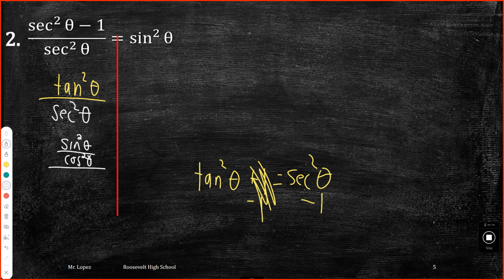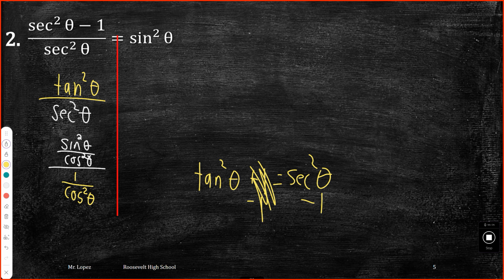What's secant squared theta? Well, again, don't worry about the squared. We're going to square whatever. It's still suggestion 1. Change it to sines and cosines. So what's secant theta? It's 1 over cosine. So this is going to be 1 over cosine squared theta.